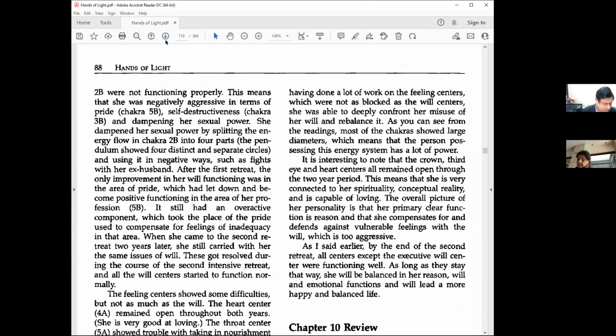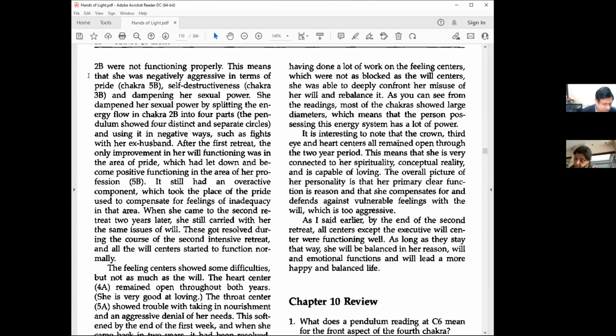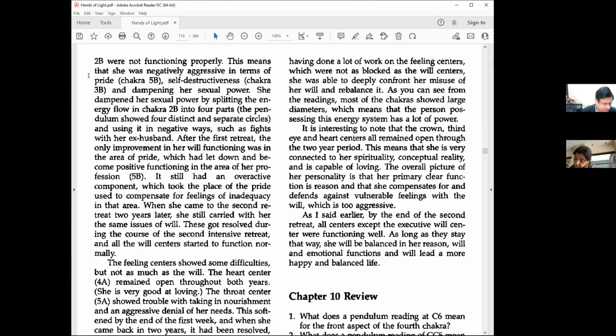This means that she was negatively aggressive in terms of pride, chakra 5B, self-destructiveness, chakra 3B, and dampening her sexual power. She dampened her sexual power by splitting the energy flow in chakra 2B into 4 parts. The pendulum showed 4 distinct and separate circles, and using it in negative ways, such as fights with her ex-husband. After the first retreat, the only improvement in her will functioning was in the area of pride, which she had let down, and become positive functioning in the area of a profession, 5B.